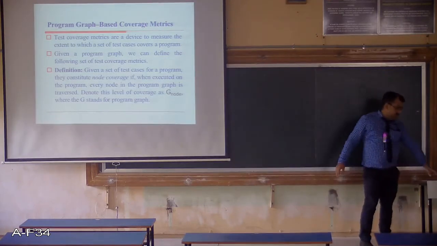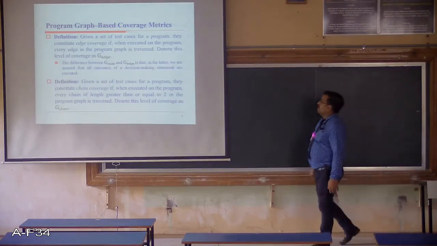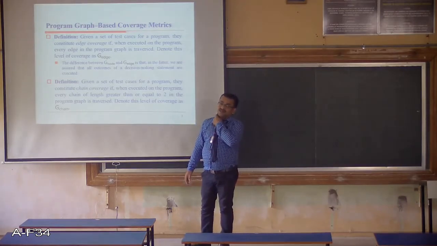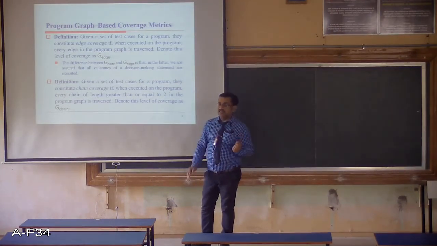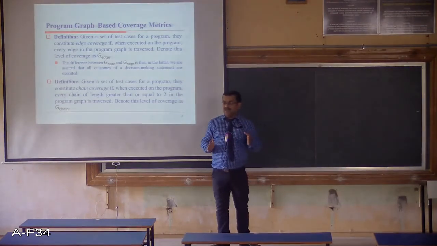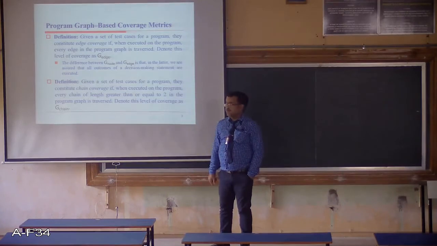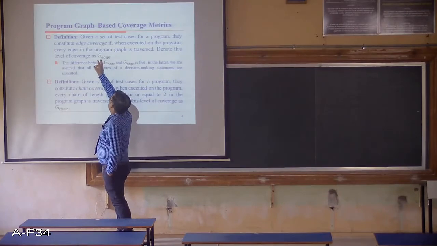That is the first basic definition we discussed. Next, another definition, where instead of nodes we consider that every edge of the program flow graph is covered by the set of test cases. We have designed the test cases in such a way that when executed, they lead to the traversal of every edge in the flow graph. Such coverage is indicated by G edge.